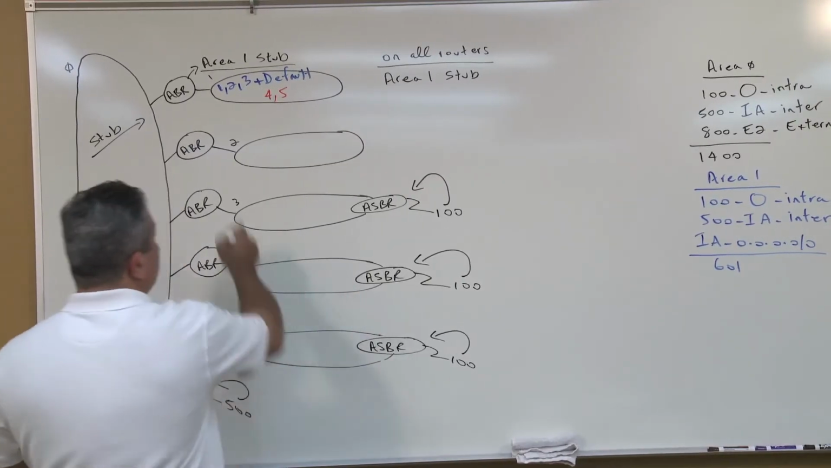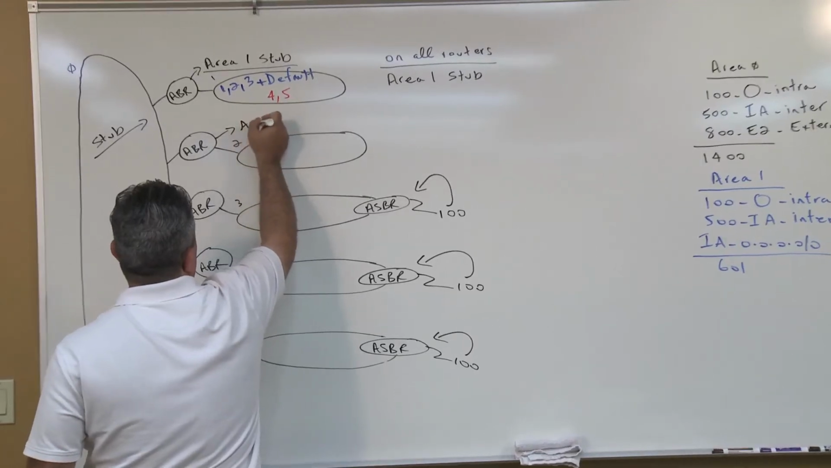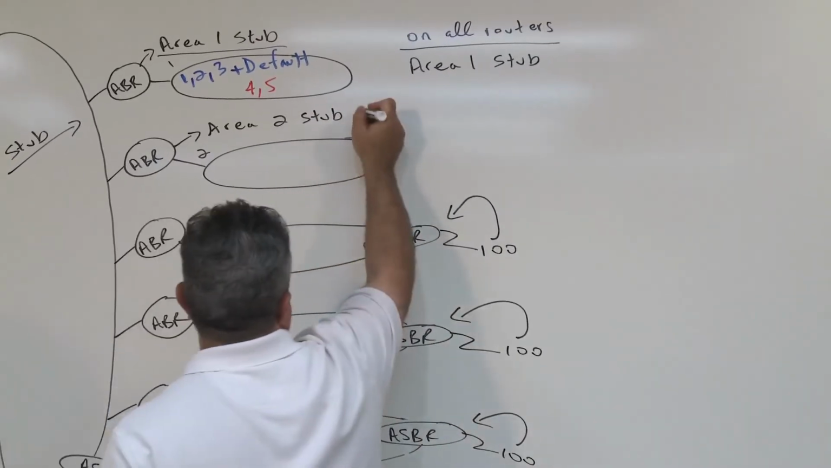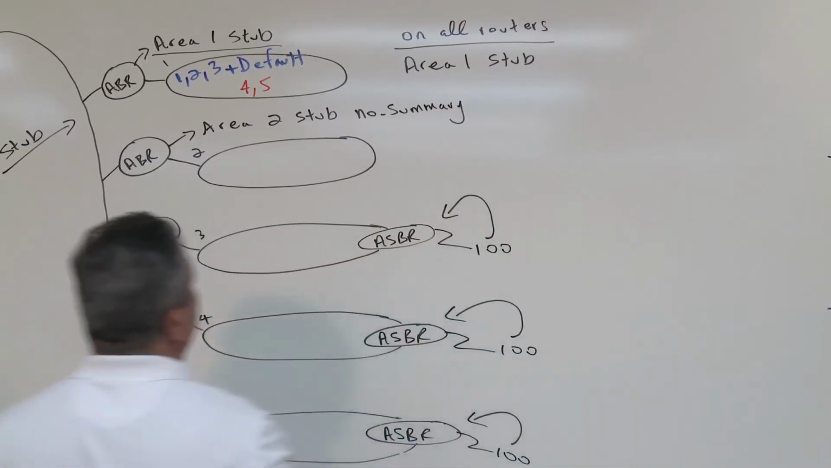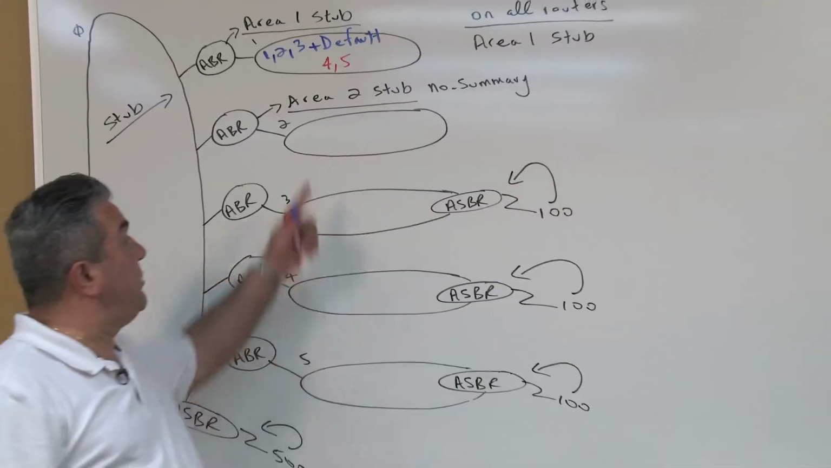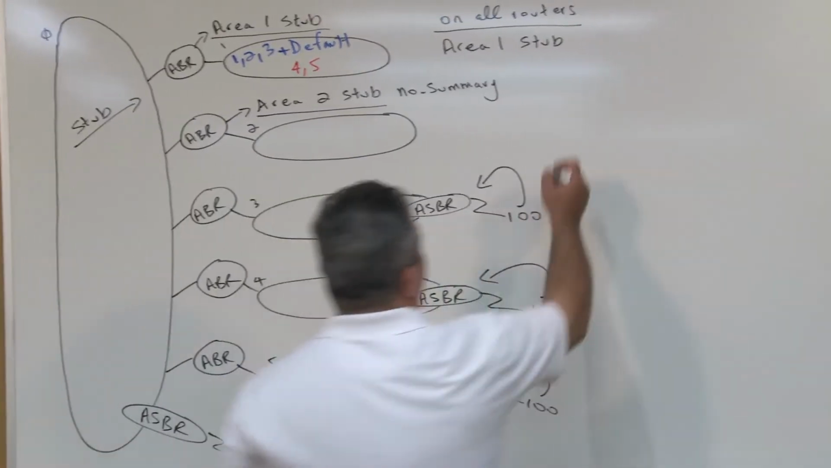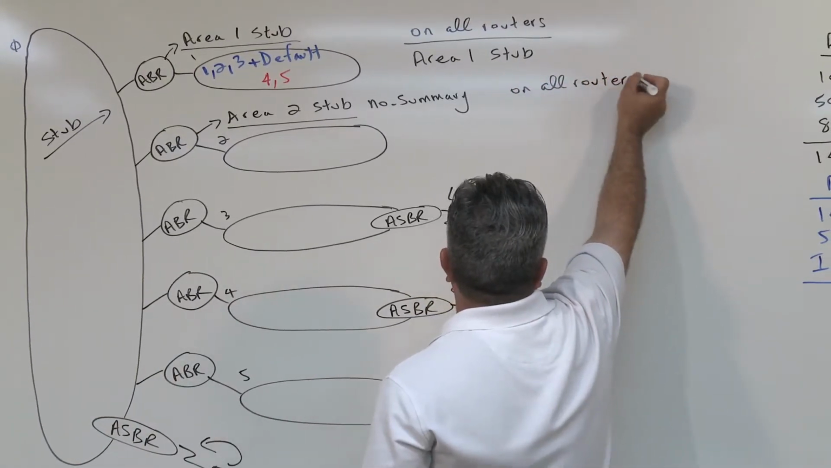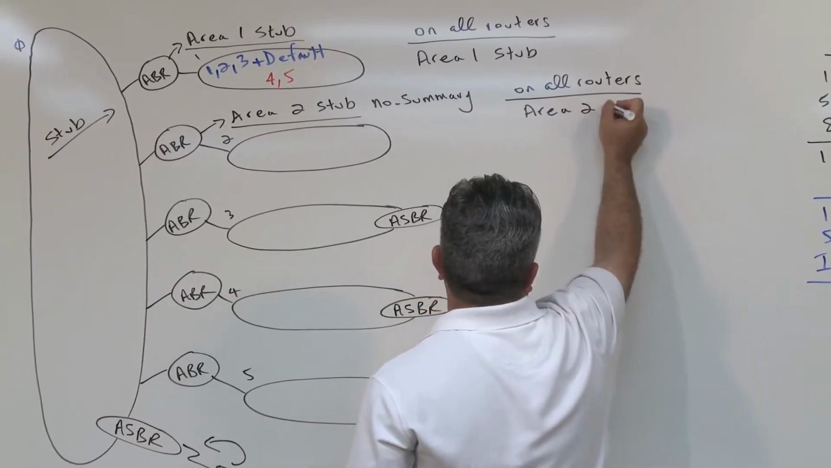What we're going to do is go to the ABR, and I'm going to say area 2 stub no-summary. Now, this portion of the command needs to be repeated on every single router within Area 2. So on all routers, we're going to say area 2 stub.